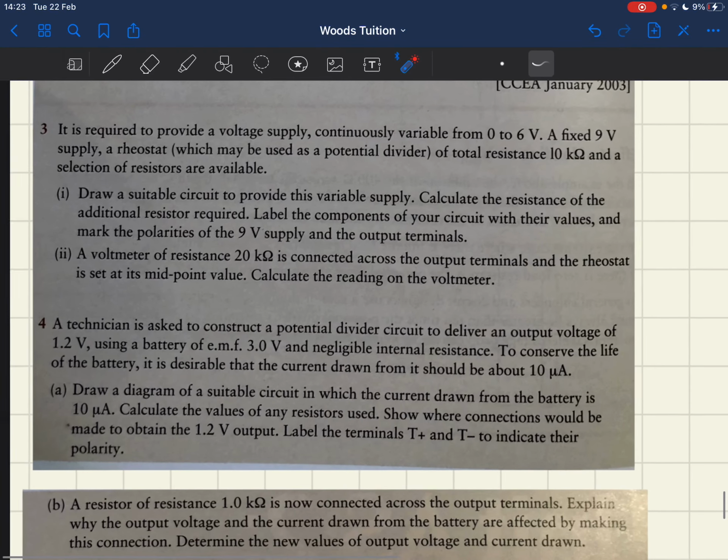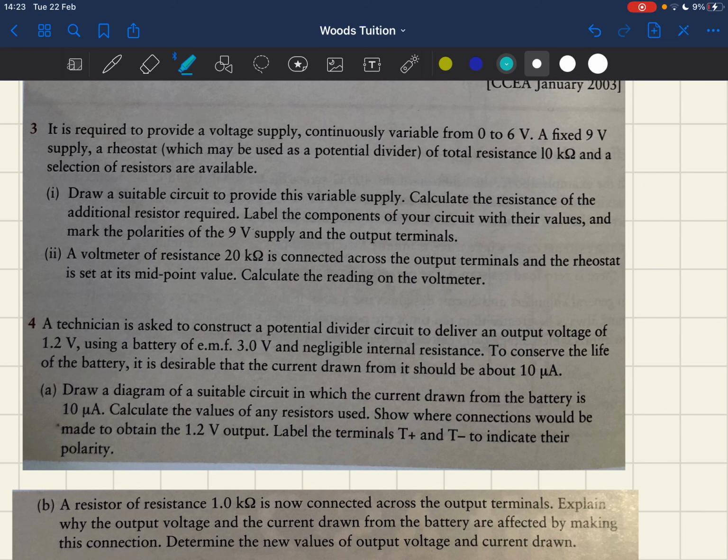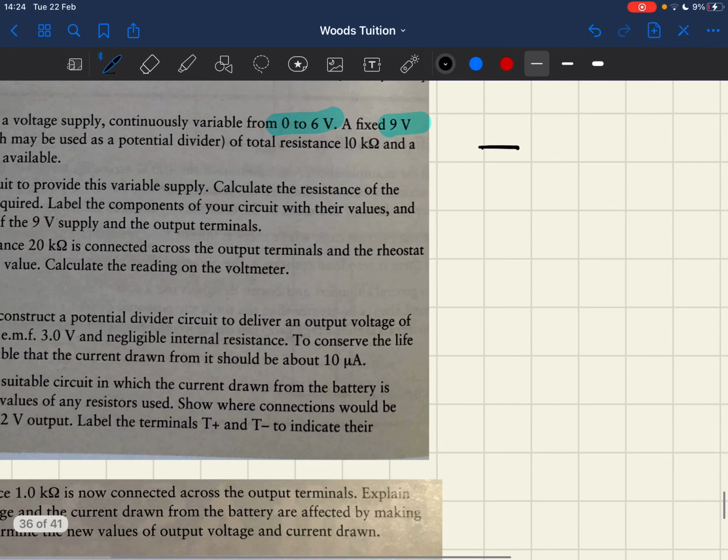Okay, question 3. It is required to provide a voltage supply, continuously variable from 0 to 6 volts, from a fixed 9 volt supply and a rheostat, which may be used as a potential divider. A rheostat is essentially like a resistor, and you wire it up like that so that it can go in different places.